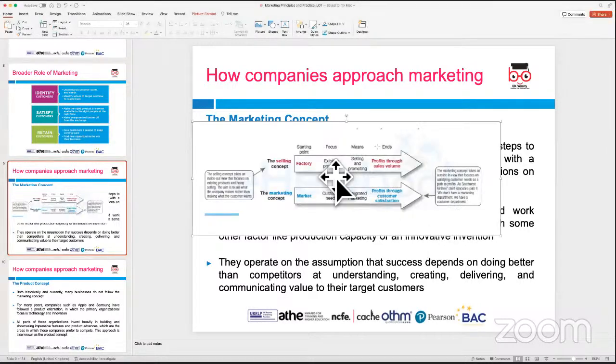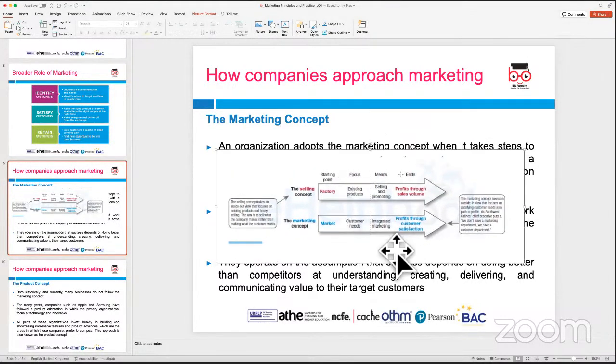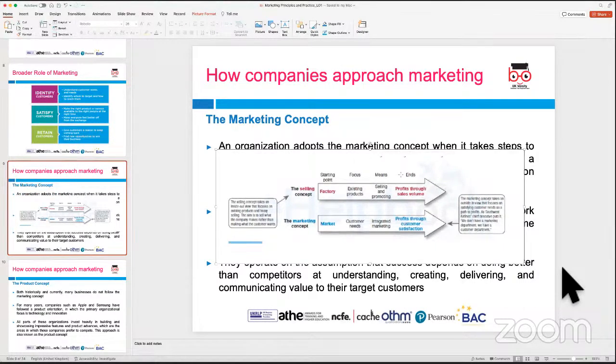Now, this particular image highlights how the marketing concept is different from the selling concept. This is also a concept that we will look at when we talk about approaches to marketing. The selling concept's starting point would be the factory, but the marketing concept's starting point tends to be the market. That means, where are your customers? We want to go to the place where we find customers. The marketing concept looks at customer needs. You're looking at understanding what the need is.